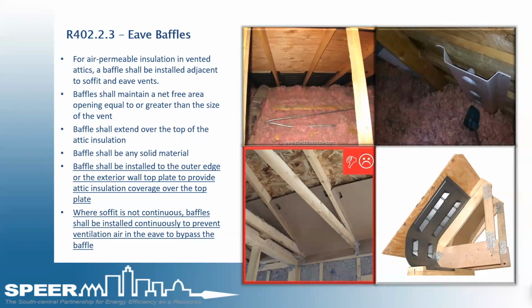Baffles need to be installed on the outer edge of the exterior wall top plate. So if you see on the lower left where the thumb's going down, that's in the front on the top plate. That's incorrect. You need to have it where it's on the right-hand photo there, where it's actually stapled to the back side of the top plate to allow for a full depth of insulation to reach the exterior top plate and continue that thermal envelope all the way around the outside of the house. So it needs to be installed correctly.